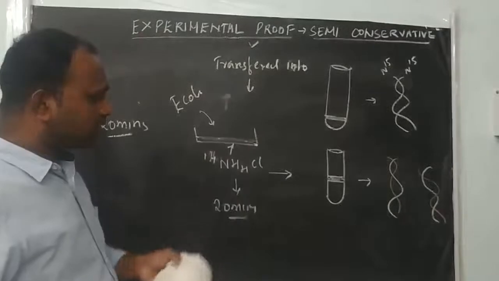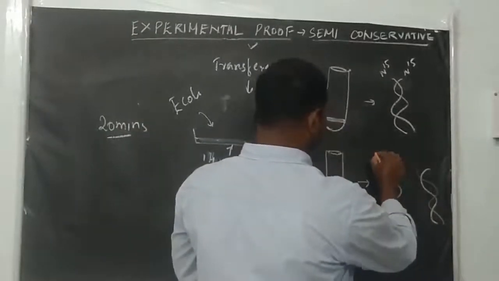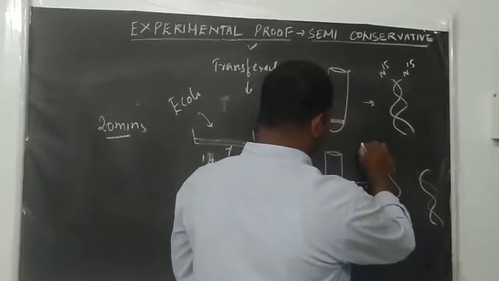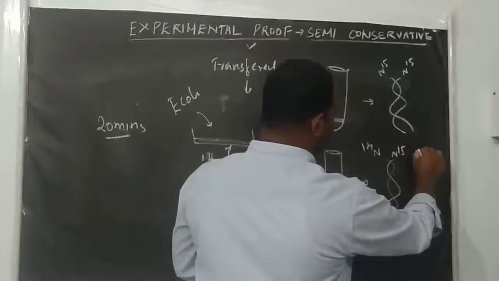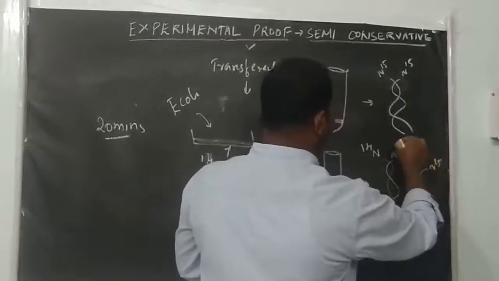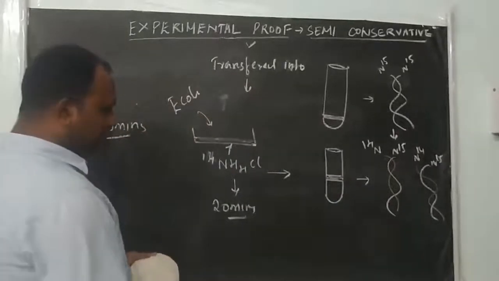The parental strands contain N15. The newly synthesized strand has N14. Like this one is N14, this one is N15, this one is N14. Then the bacteria are allowed to grow again.